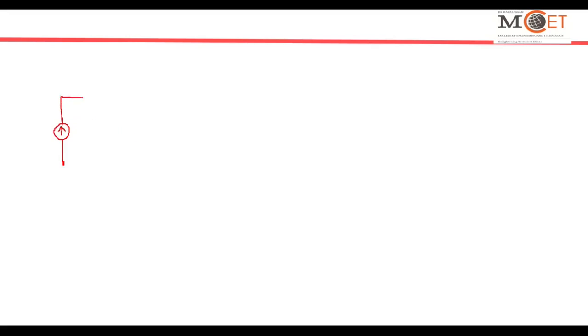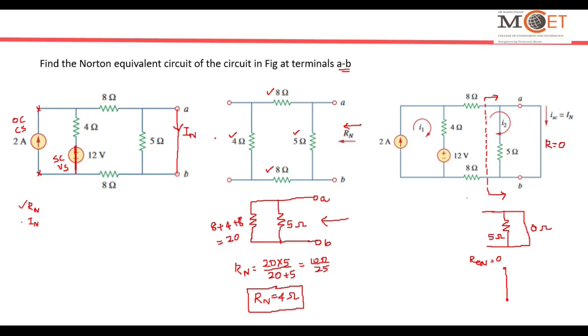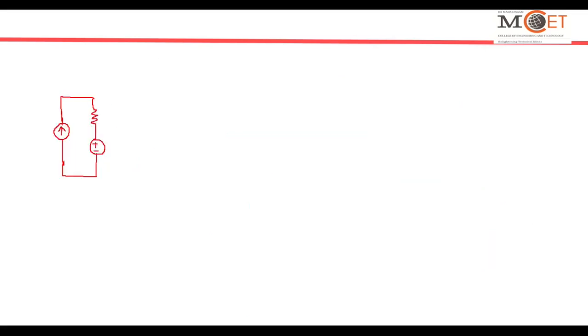I have a resistance and a voltage source, which is something like what I am trying to draw here. Then I have 8 ohm and 8 ohm. So this I am trying to draw. This is 8 ohm and this is another 8 ohm.